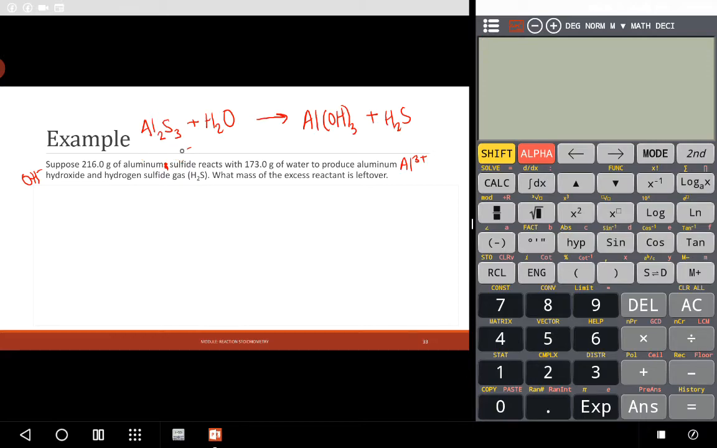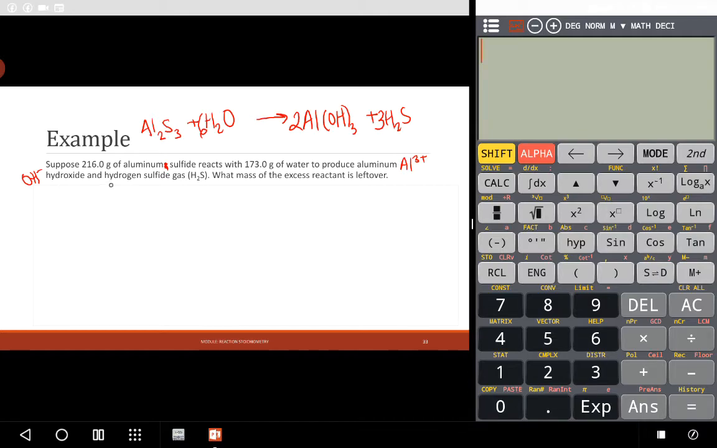Now that we know our chemical equation, we got to balance it. I see 2 aluminums here, so I'm going to go ahead and put a 2 there. And then I see 3 sulfur, so I'm going to put a 3 there. And let's see, that's going to give me 3 times 2, which is 6 hydrogens, so that's going to give me a total of 12 hydrogens. So I'm going to put a 6 there. That's going to give me 6 oxygens, and that's going to give me 6 oxygens. So I should be balanced now. And now we can begin the problem.